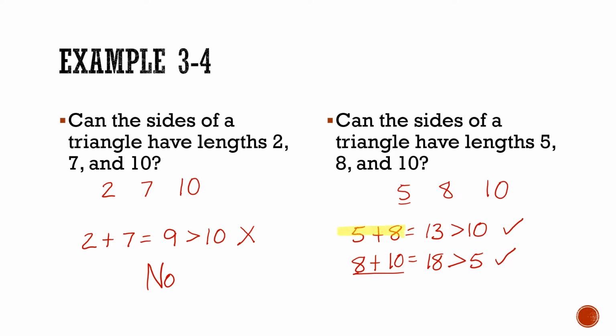Okay, so we've checked 5 and 8, and we've checked 8 and 10. So now we need to check 5 and 10. So 5 plus 10 is 15. So if we use 5 and 10, then that should be greater than that third side, which in this case would be 8. Is 15 greater than 8? Yes, it is. So if you get 3 check marks here, meaning that all three of those are true, then 5, 8, and 10 would create a triangle.